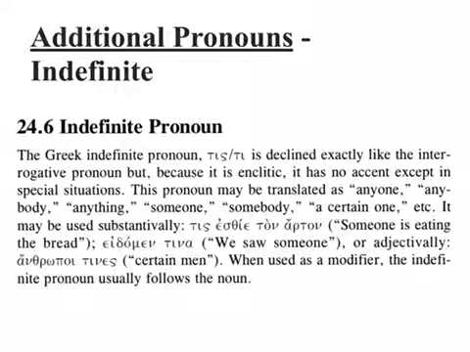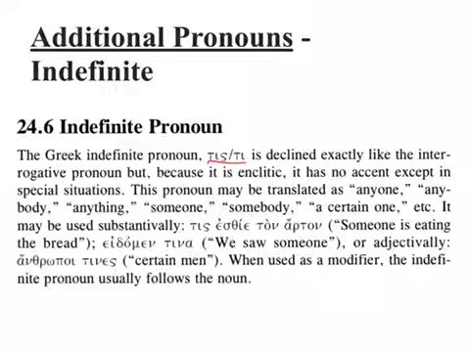And then you also have an indefinite pronoun, which is different than the relative pronoun. So the indefinite pronoun would be like anyone, anybody, anything, somebody, or someone. So it's not this person or that person, but it's anyone. And generally it's just going to be a tis or ti.